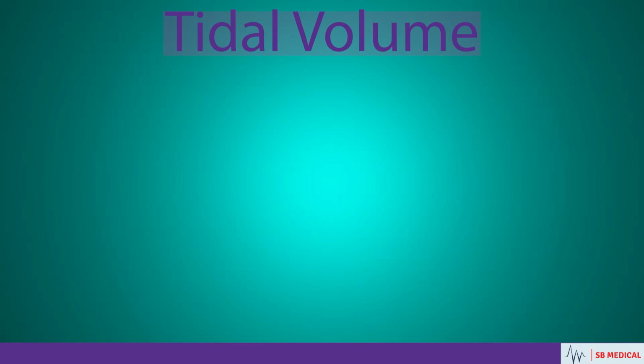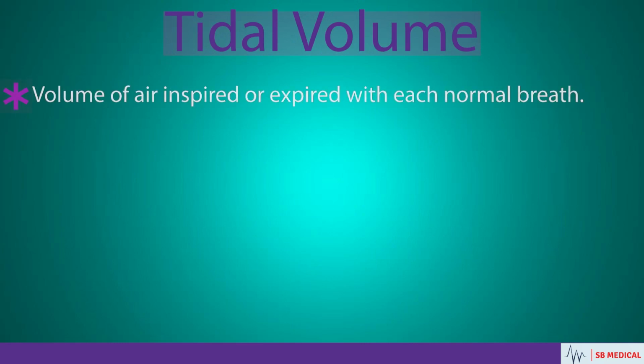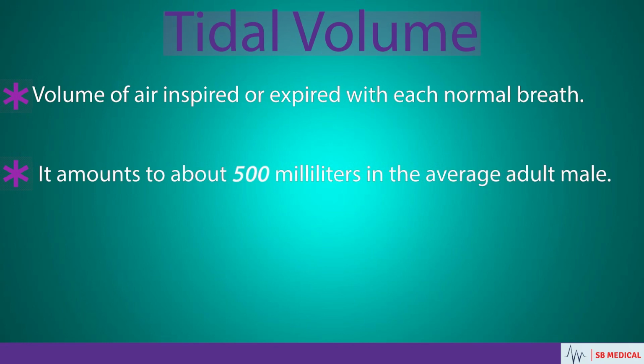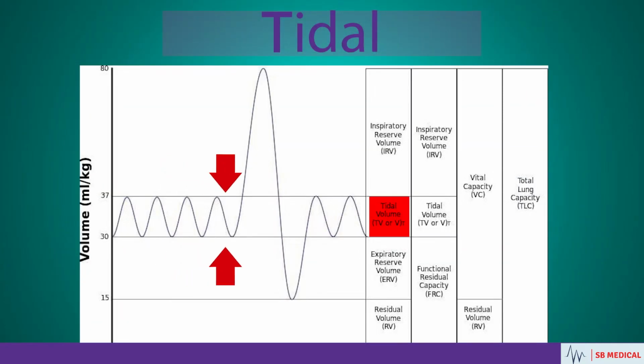Tidal volume is the volume of air inspired or expired with each normal breath. It amounts to about 500 milliliters in the average adult male. Tidal volume is shown between 2 markers in this spirogram diagram.